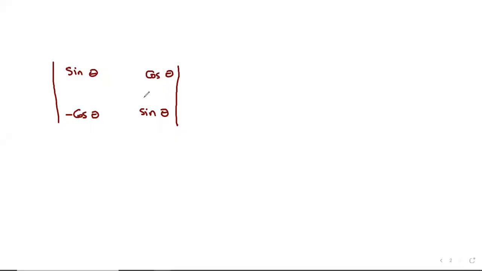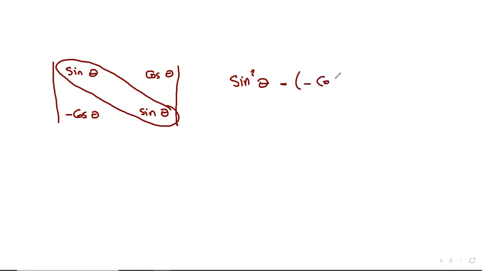How can we find the value of the following determinant? Multiply the main diagonal, sine times sine, it's sine squared theta, minus the product of the other two elements, minus negative cosine squared theta. Negative after negative, it's positive, so it will be sine squared theta plus cosine squared theta equals 1.